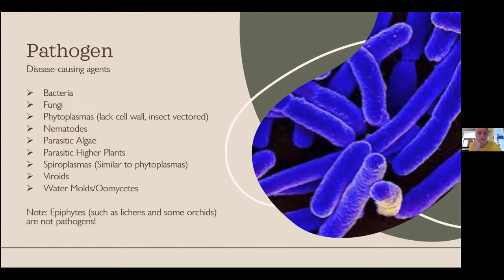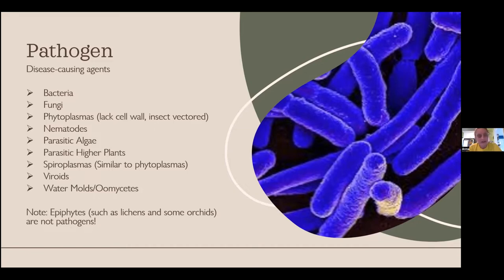Spiroplasmas, which are similar to the phytoplasmas. They're little cellular organisms shaped like a helix or a spiral, hence the name spiroplasma, that lack a cell wall also, so they like to get into other cells to survive. Viruses or viroids, water molds, and oomycetes, very, very common in our wet conditions here.